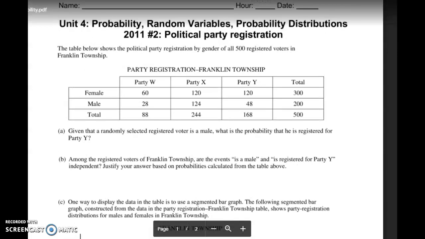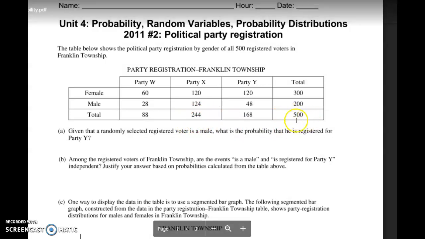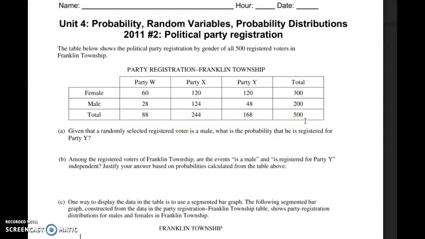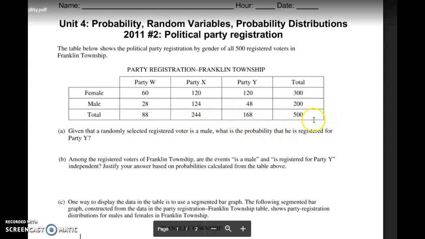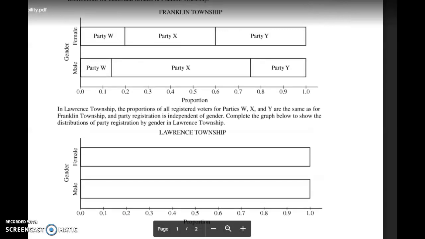That means in this table, these proportions, 88 over 500 is the same for Lawrence Township for party W. 244 over 500 is the same for party X in Lawrence Township. And 168 over 500 is the same for party Y in Lawrence Township. So that's what that first statement means.